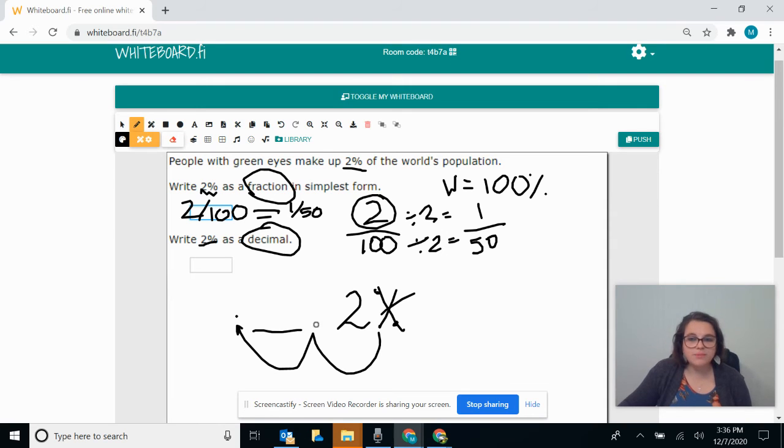I cannot have a blank in a decimal, all right? So instead of having a blank, if there's no number there, my value is 0. So I just put a 0. So then my decimal answer is 0.02, okay? Anytime your percent is 1 digit, you're going to have a 0 in front of it to make a decimal.